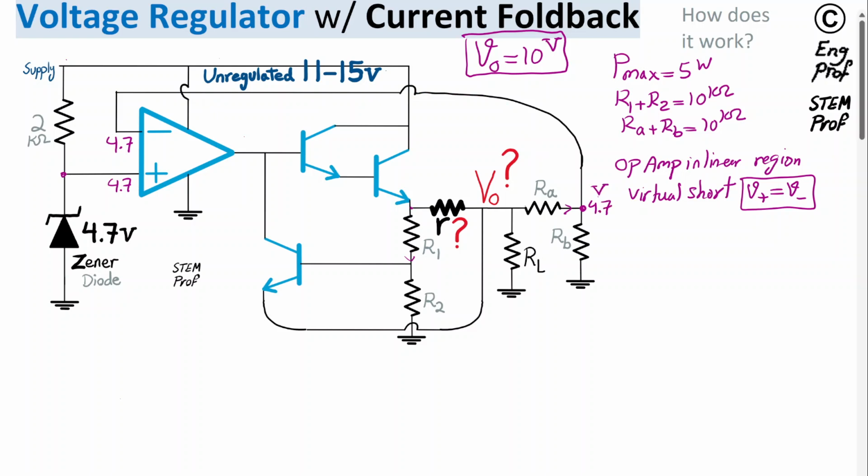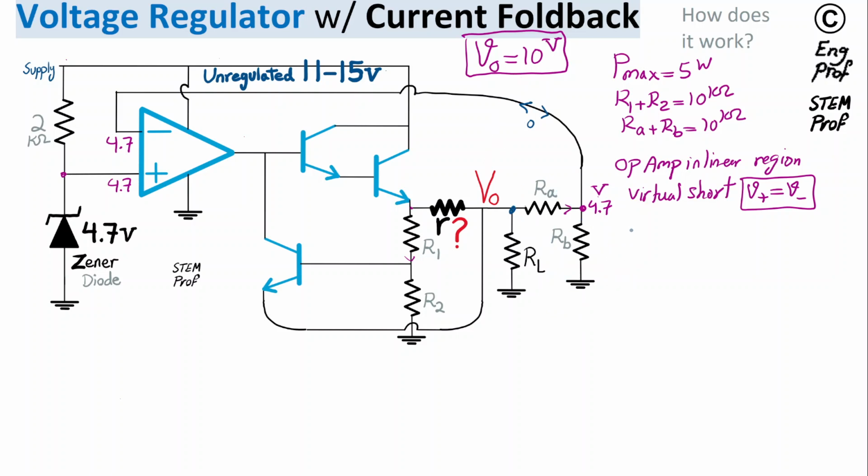Okay, so then, knowing that there is practically no current going into or coming out of the input terminal of the op-amp because of effectively infinite impedance, we can say RA and RB are in series, and since this node is Vout, we can just say the relationship between Vout and 4.7 is just a voltage division between RA and RB. So I'm going to set the values of RA and RB such that Vout is 10 volt as desired.